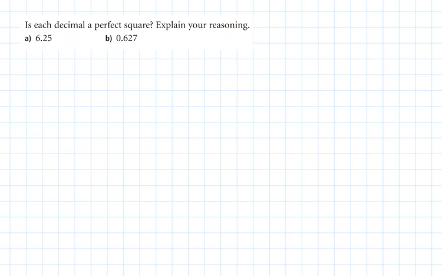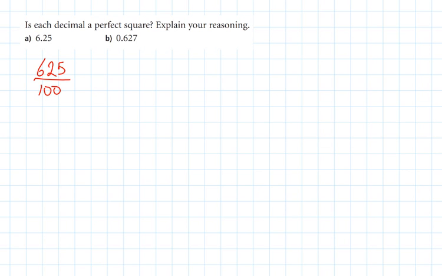And the final example we're going to look at is something here with decimals. So is each decimal a perfect square? Explain your answer. So 6.25. So with decimals, you want to write it as a fraction first. So 625 over 100 is a good way to look at it, because you want at the bottom to have an even number of zeros, because if you have an odd number of zeros, that is not a square.